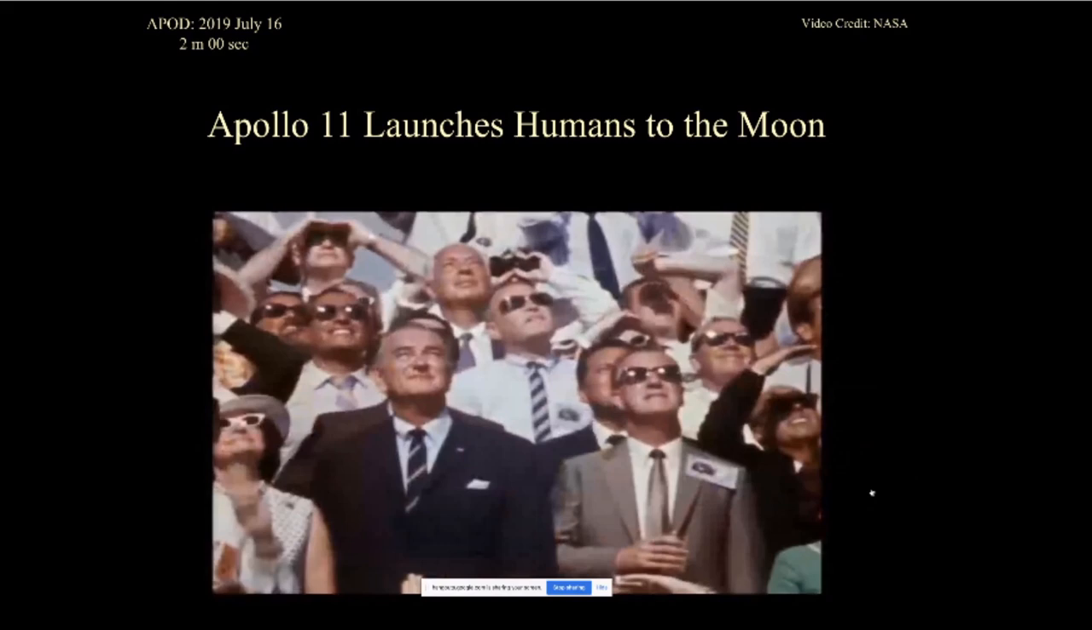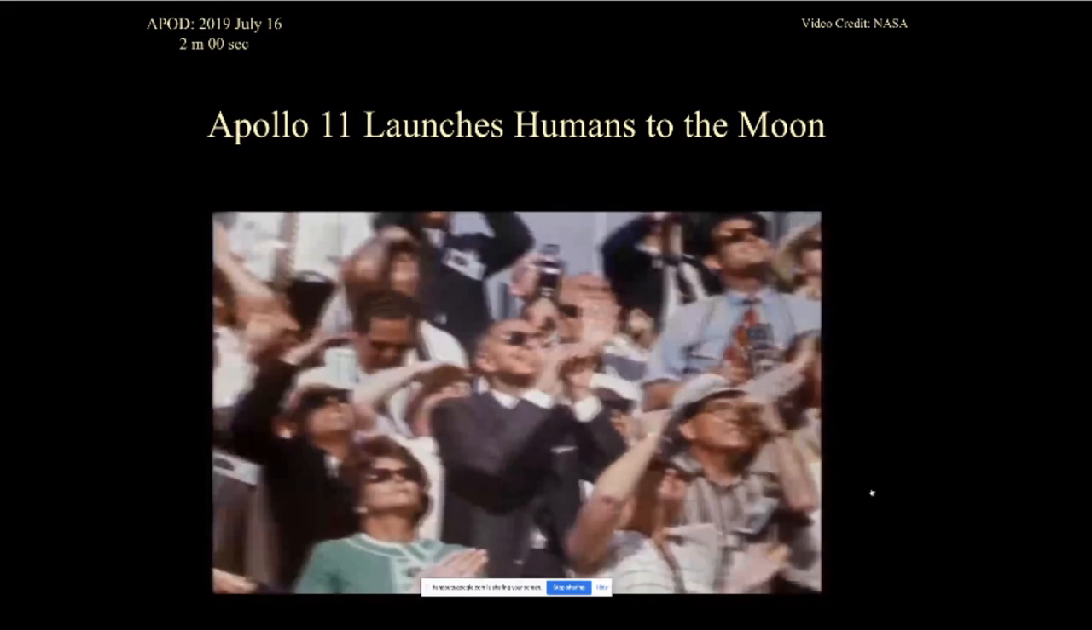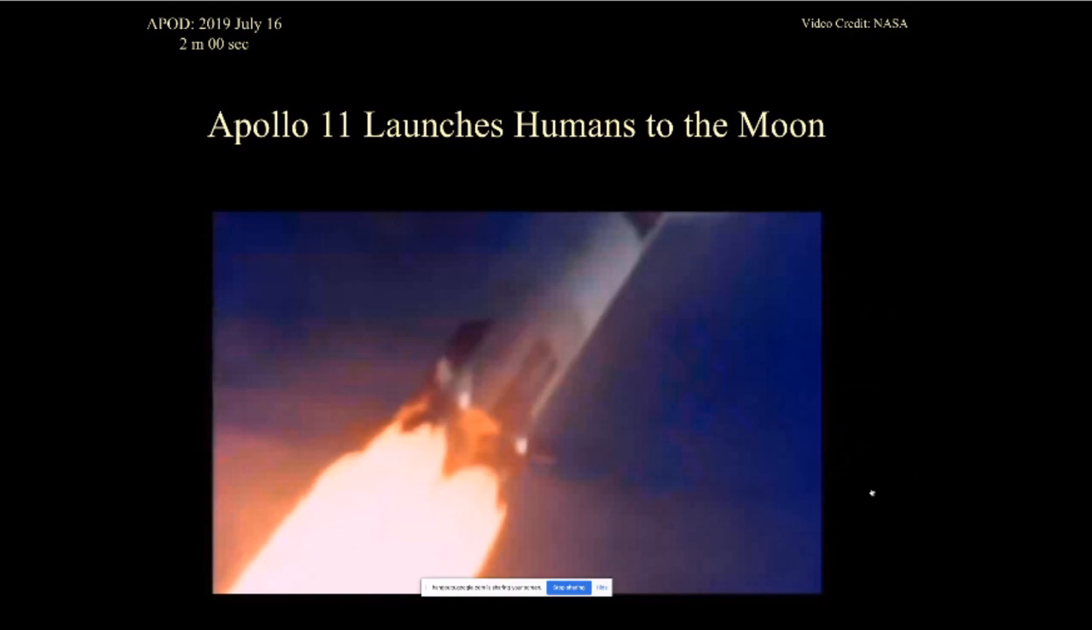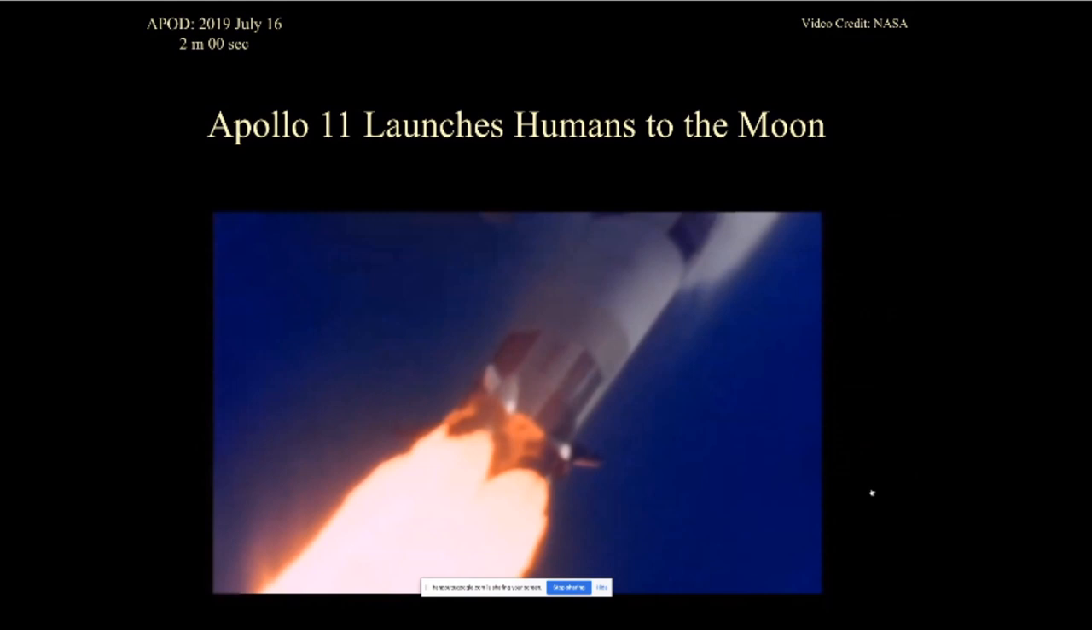There's Lyndon Johnson and Spiro Agnew standing next to each other. They're from different political parties, if you didn't know. Not sure what they said to each other. But they're all part of Team America, which is going to the moon.